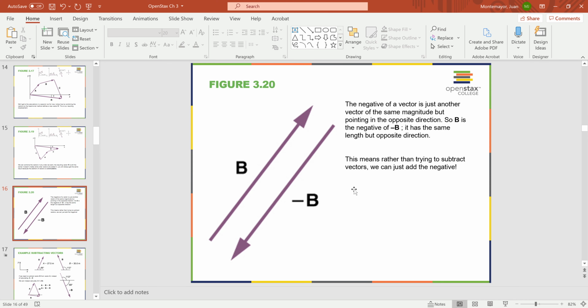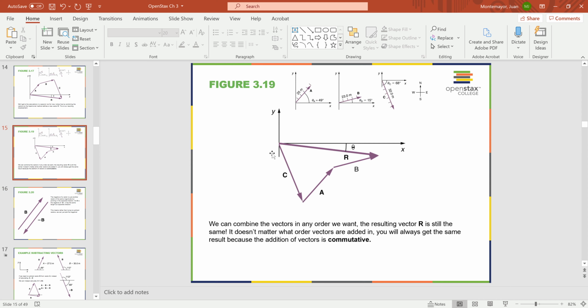Okay? So the negative of a vector is just another vector of the same magnitude, but pointing in the opposite direction. So negative B is the negative of B. It has the same length, but the opposite direction. So this means that rather than trying to subtract the vectors, we could just add the negative. Basically, since we're talking about magnitude and direction, our B itself is the magnitude, but our negative is the direction. So this would be like saying negative C, because we know that the direction here is in the negative Y direction, I'm sorry. But we know that all of these have their own components, right?